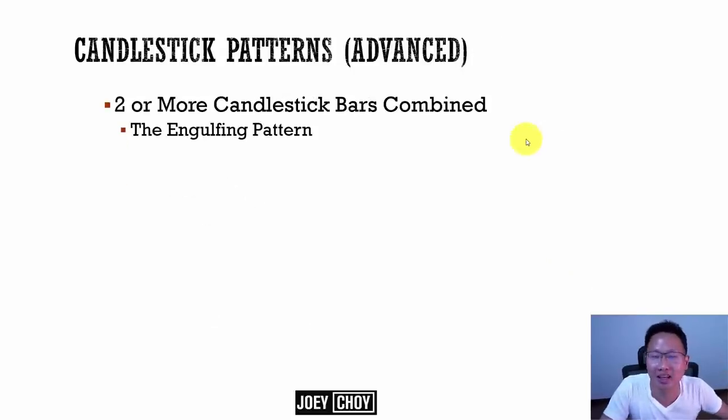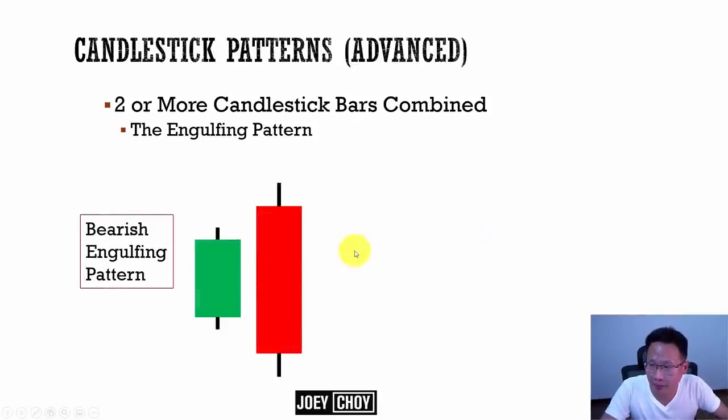Okay, so now let's take a look at two or more candlestick bars combined. Previously we were just looking at one candlestick bar by itself, whether it's a doji or a long upper shadow and all that. Right now we're going to combine two or more candlestick bars to form a better picture, rather than just looking at one bar. So let's take a pattern, what I call the engulfing pattern. The engulfing pattern right here.